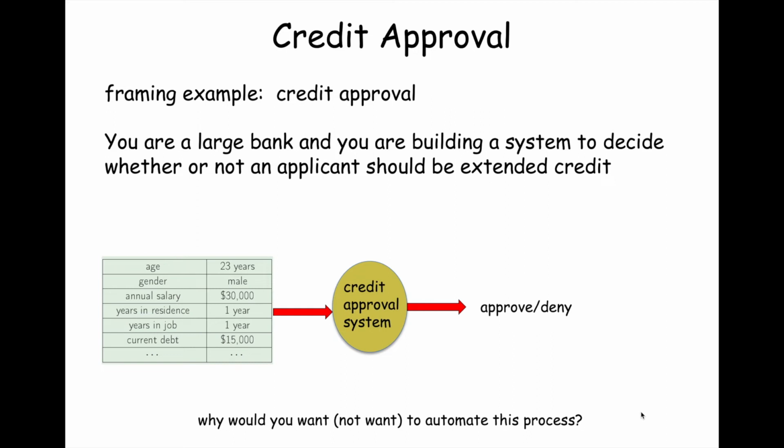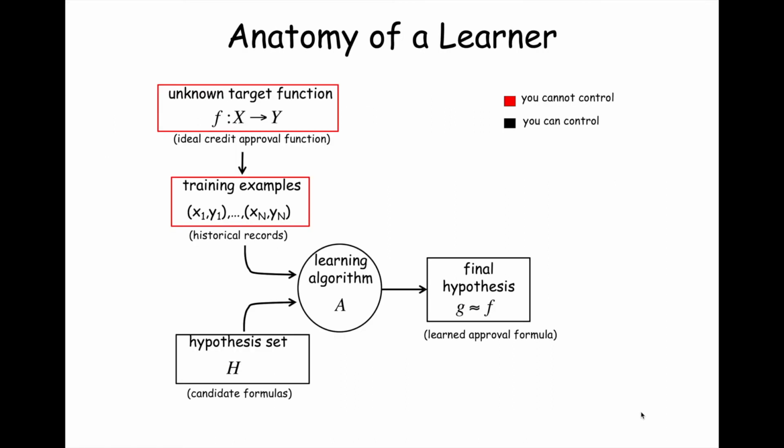We run it through this system, and it's going to output either approval or denial. Okay. So this is the anatomy of a learner, and not very fancy, but we have a bunch of components. You'll notice some of these are drawn in red, and some of these boxes or shapes are drawn in black. The red boxes are things that you don't have control over, as a scientist, and the black boxes are things you do have control over. So let's take a look at what these things are.